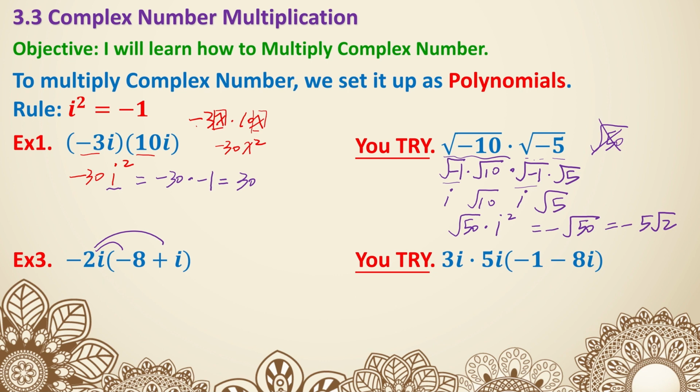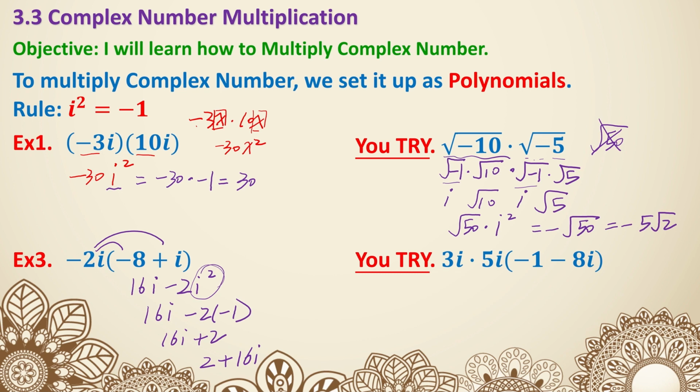Moving on, example 3. Distribute: -2 times -8 is a positive 16i, and then -2i times i is -2i squared. Don't forget, this is -1. So we have 16i minus 2 times -1, which is 16i plus 2. But typically, we put the final answer in standard form, so that is going to be 2 plus 16i.